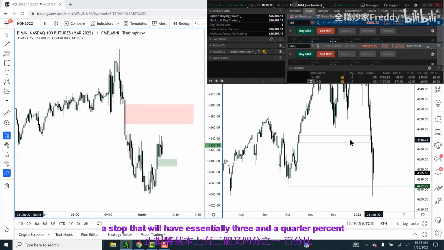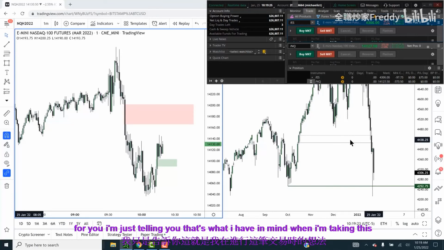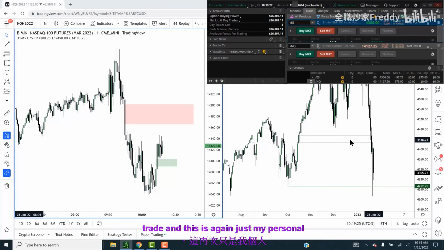I'm going to be trading with a stop that will have essentially 3.25% risk. I'm not suggesting that's a size of risk for you. I'm just telling you that's what I have in mind when I'm taking this trade.